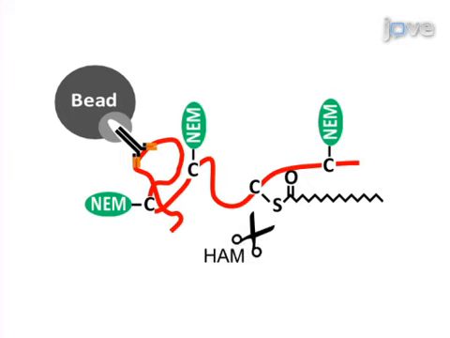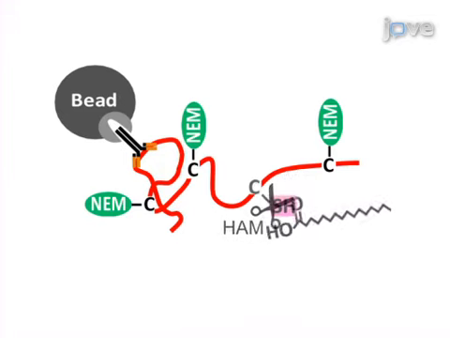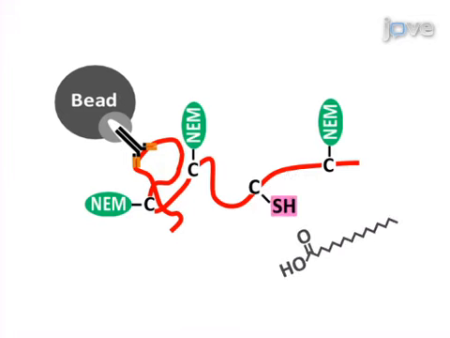The second step is to treat the immobilized target protein with hydroxylamine, or HAM, to cleave the thioester linkage between the palmitoylated cysteine residue and the palmitate molecule. This frees up the palmitoylated cysteine's thiol group and makes it available for labeling.